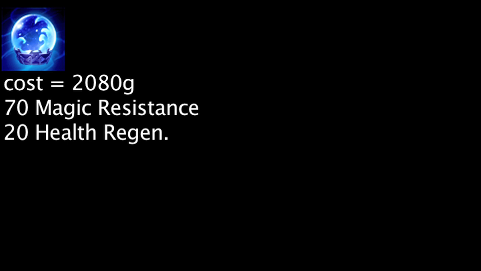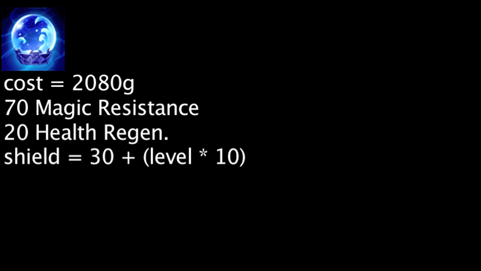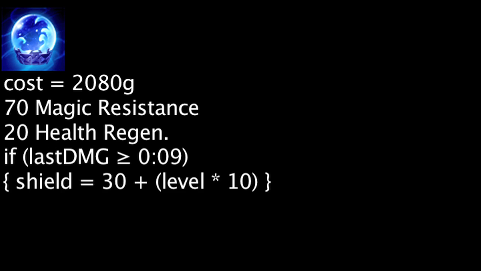The Orb of Winter costs 2080 gold and will grant 70 magic resistance and 20 health regeneration. It will also passively grant a shield with strength equal to 30 plus a champion's current level times 10. The shield will be refreshed if a champion has not taken damage from an enemy champion for 9 seconds.